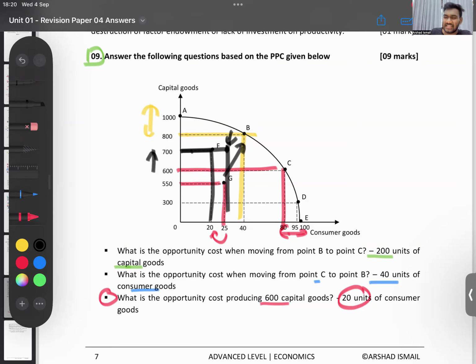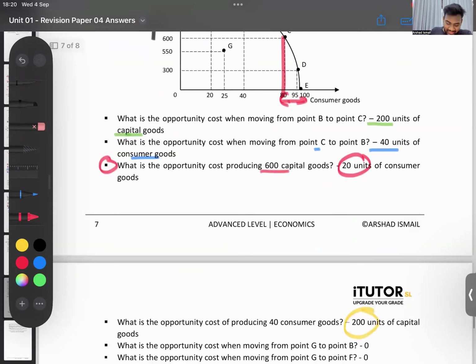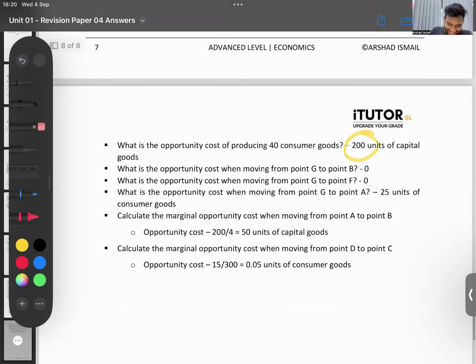This is happening because there is some inefficiency. In order to go from G to F, you don't have to sacrifice the consumer good. So you can do that even without sacrifice. Inside the PPC, there won't be an opportunity cost. That is that. So both of these opportunity costs are 0 and 0.